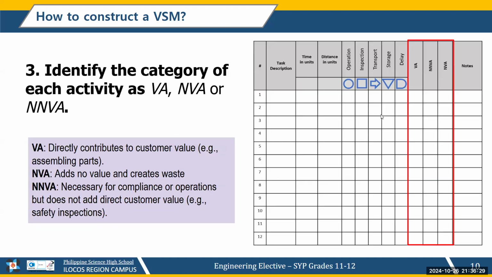Number 3, identify the category of each activity as VA, NVA, or NNVA. So again, let's review. If we have a value-adding activity, these are activities that directly contribute to customer value. NVA, this adds no value and creates waste. And NNVA, so these are necessary for compliance or operation, but similar to NVA, does not add direct value to the customer.